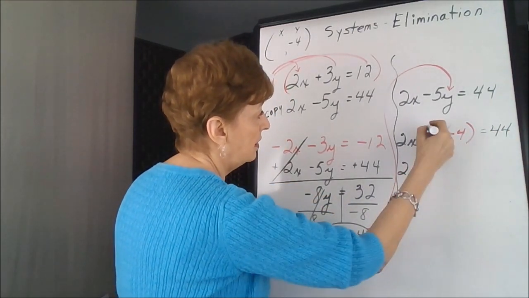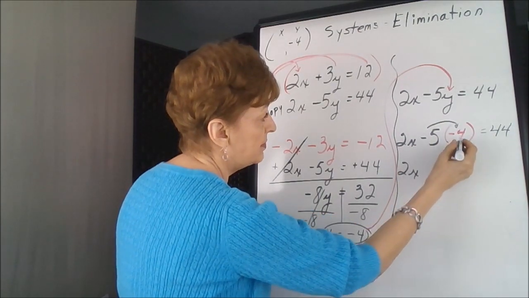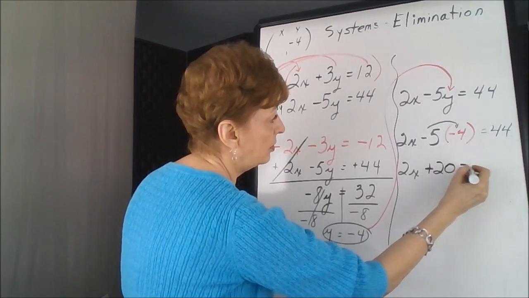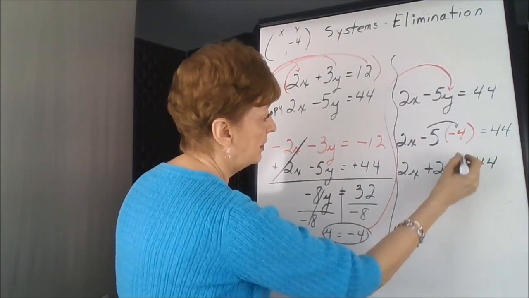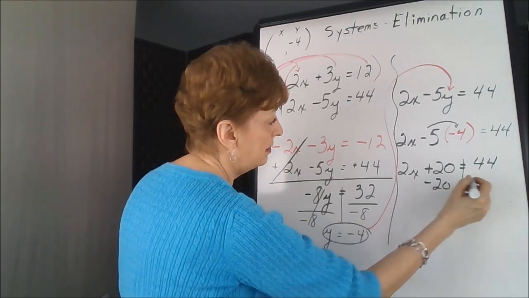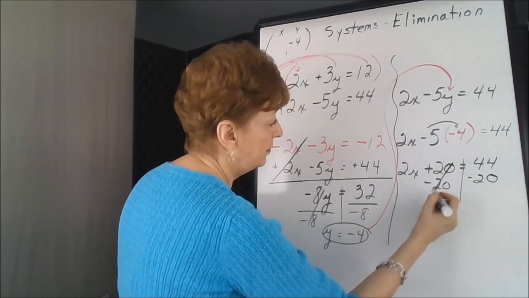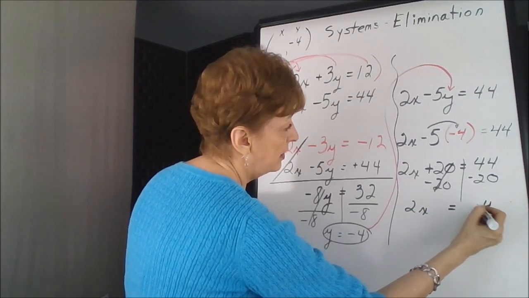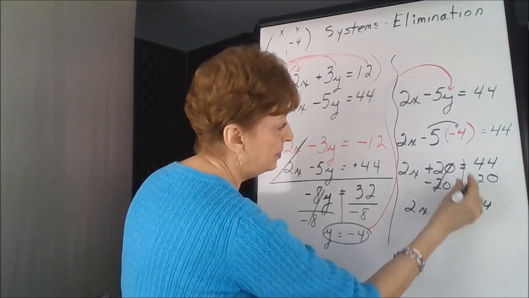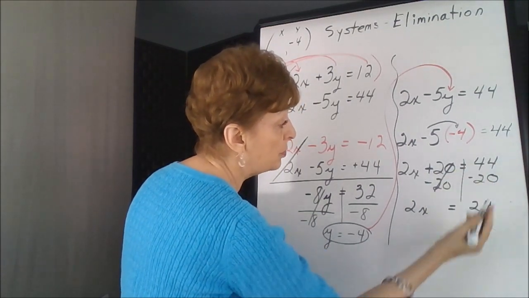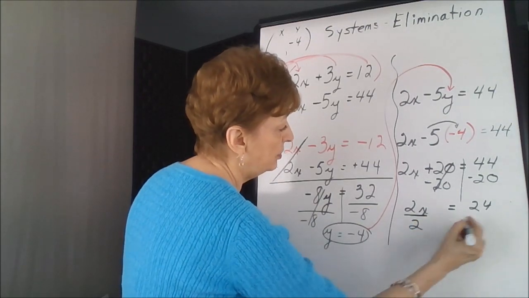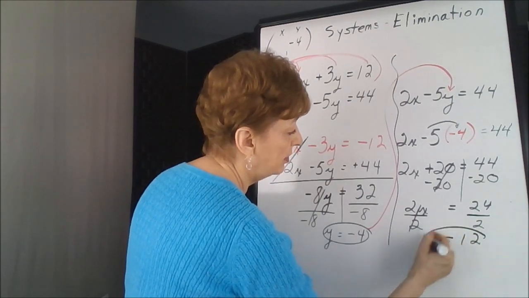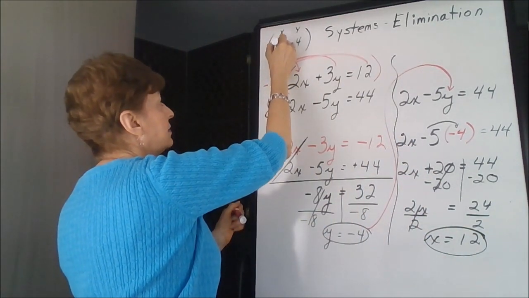2x. Distribute. A negative times a negative is a positive. 5 times 4 is 20. Equals 44. Minus 20. 2x is equal to 44 minus 20, which is 24. And it's a positive because that's the larger number. Divide by 2 on both sides. And x is equal to 12. That's the other part to the ordered pair.